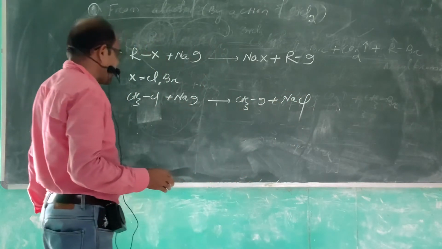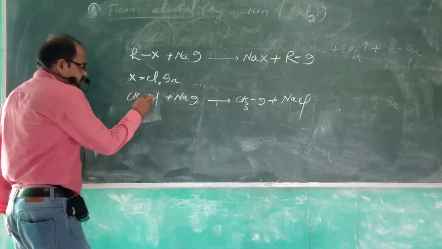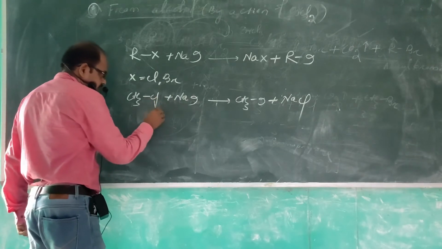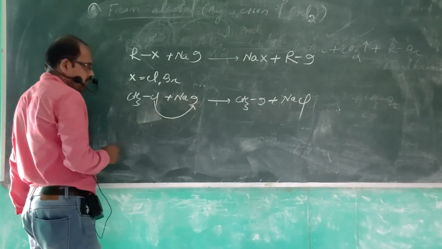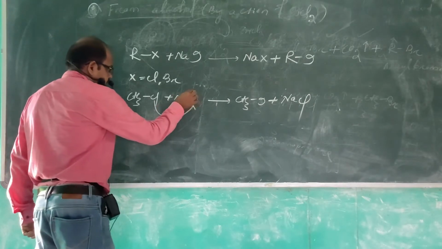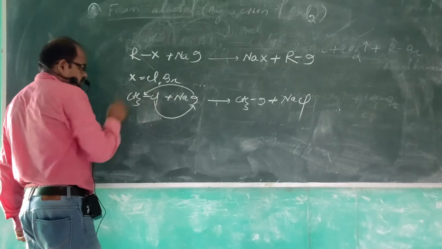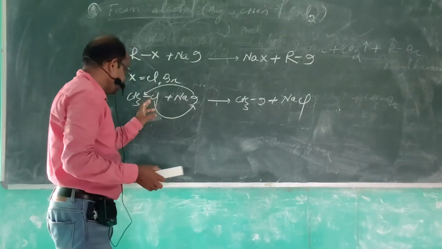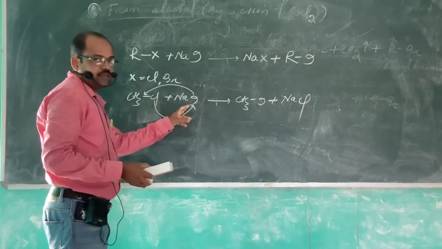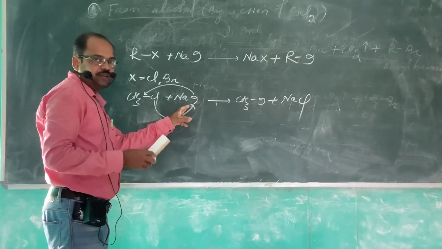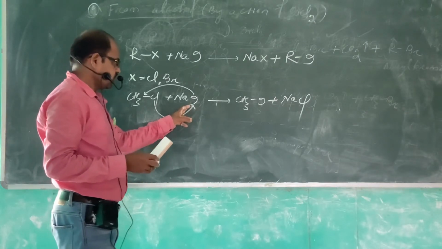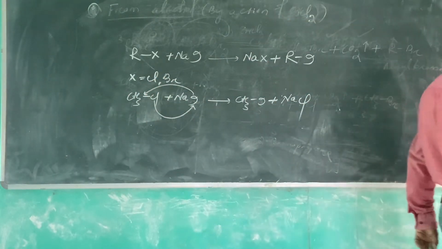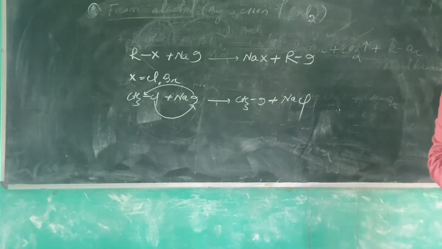This process is called the halogen exchange process. Chlorine and iodine exchange their positions, so we can get methyl iodide and sodium chloride. This process is called the Finkelstein process.